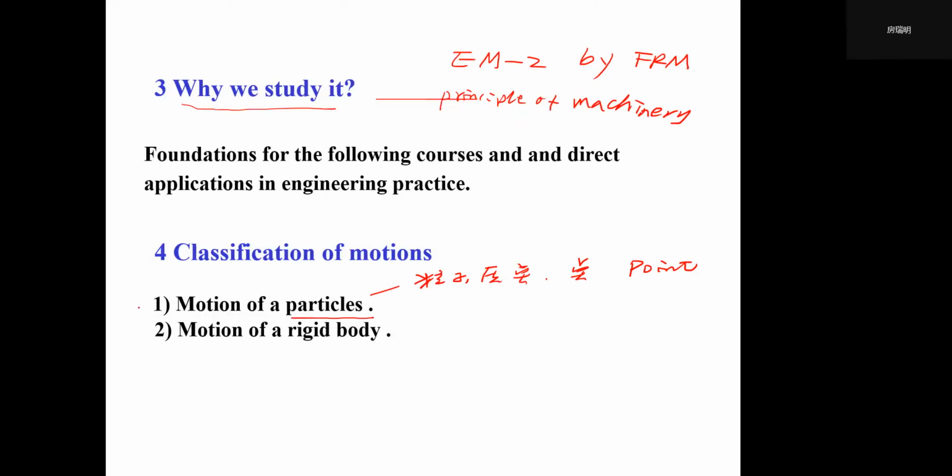Then we move to study the motion of a rigid body. Why? Because a rigid body is constituted by a lot of points, right? If we know one point's motion, then maybe we can know the other points of this body. So you can see, this path is very logical. Maybe it's easier for us to understand things from simple to complicated ones, right? So let's continue.